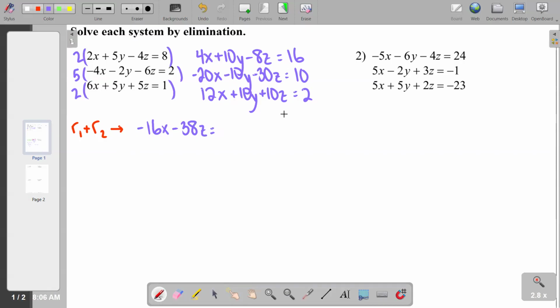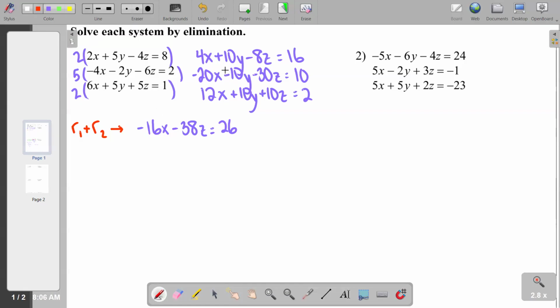And then the constant term is going to be 26. Good. All right. What's the next row operation that we have to do? Don't have a choice here. Row 2 and row 3. That's it, Riley. Row 2 plus row 3 is the only other correct answer.